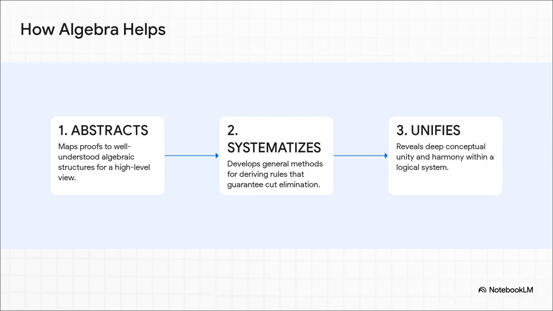First, algebra abstracts the problem. It lifts it out of all the nitty-gritty details into a much cleaner, higher-level view. Second, it systematizes the solution. Logicians can create general recipes for building these cut-free systems instead of starting from scratch every single time. And finally, it unifies our understanding. It reveals these deep, almost harmonious connections between different logical rules that we never saw before.